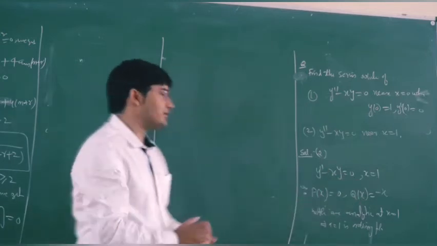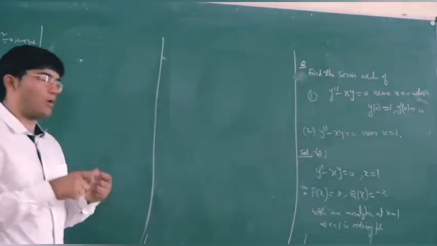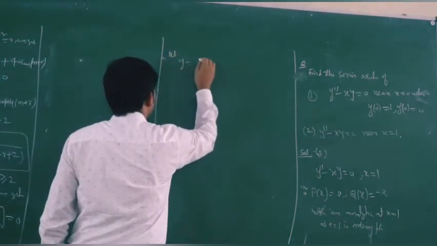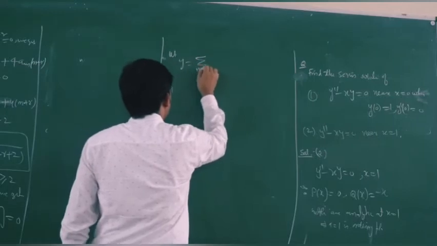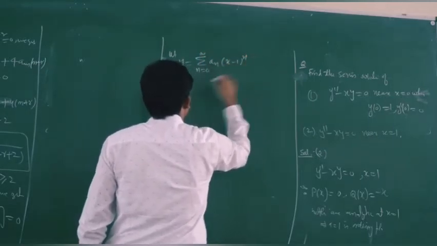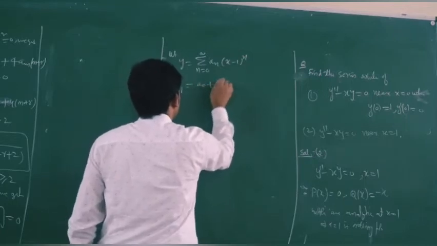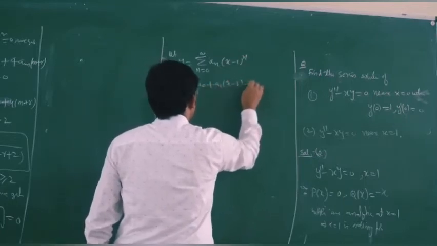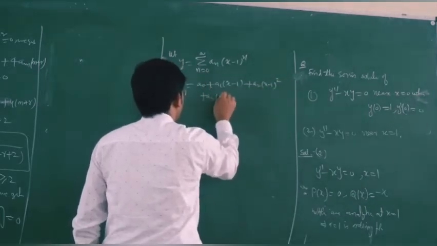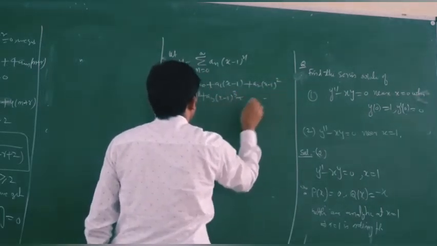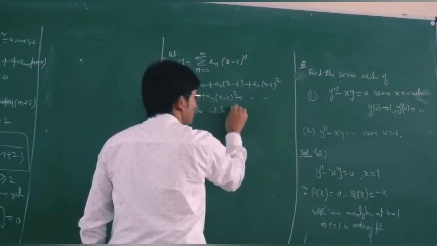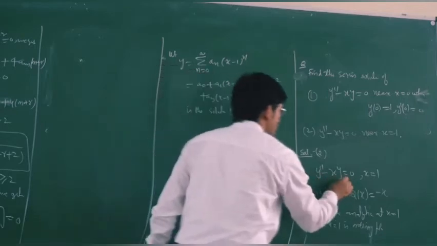Or the other method is just write the solution in powers of x minus 1. So let y equal to summation n equal to 0 to infinity a_n (x minus 1) power n. We can write it as a0 plus a1 (x minus 1) plus a2 (x minus 1) whole square plus a3 (x minus 1) whole cube, and so on. Let this be the solution of our differential equation 1. Say this is your 1.